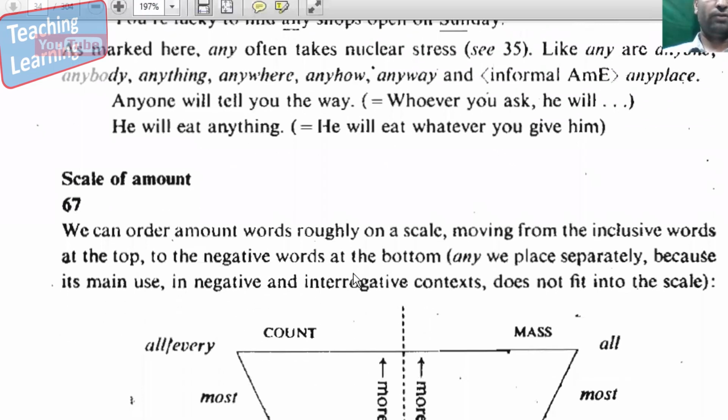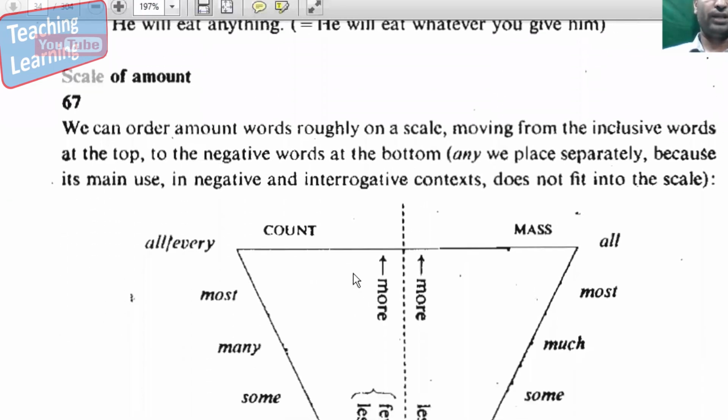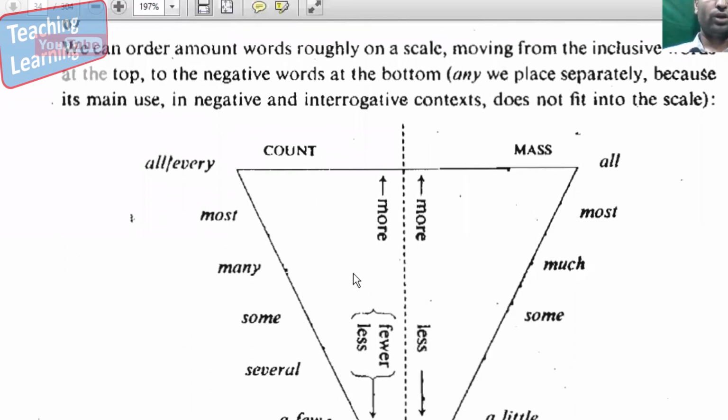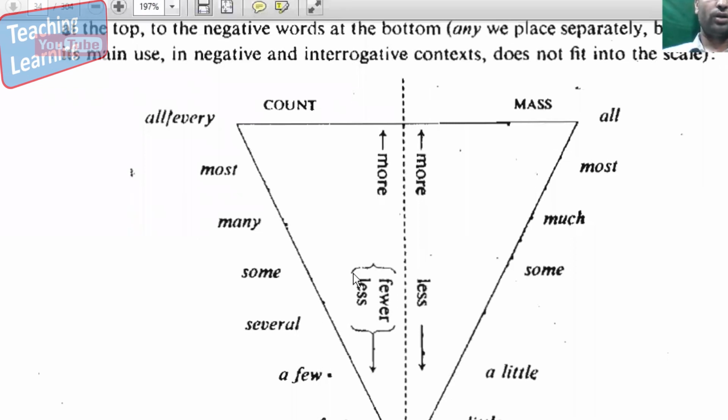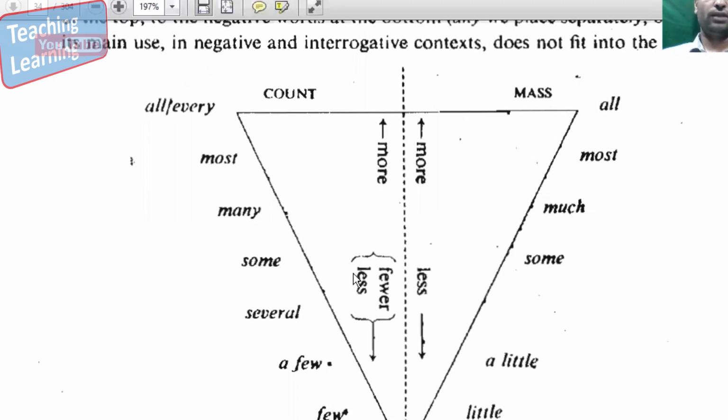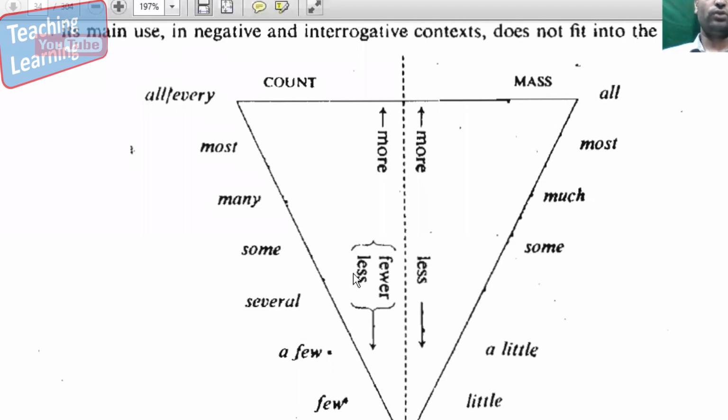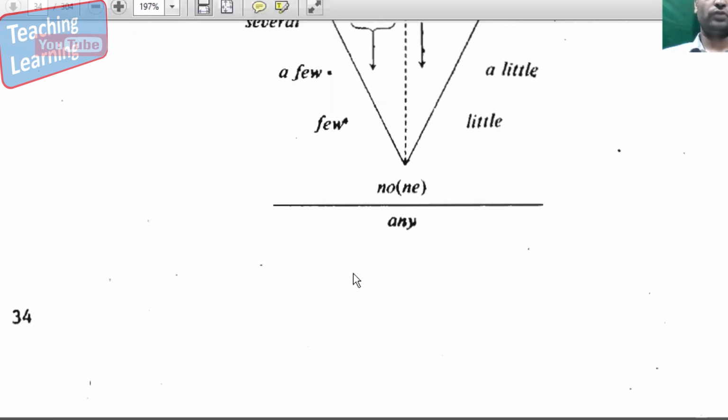Scale of nouns. Look at this, it is very interesting. In the figure, there is the division of count and mass nouns. Count nouns: most, many, some, several, a few. Mass nouns: all, most, much, some, a little, and at last, no. So from high possibility to low.